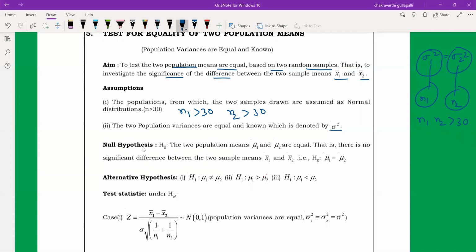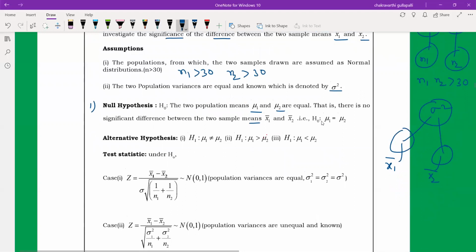Set up the null hypothesis, step 1. The two population means mu1 and mu2 are equal. There is no significant difference between the two sample means. The two samples are drawn from one population. We have to test here x1 bar and x2 bar: is there any significant difference between these two sample means? These two samples are drawn from one population, but the population variance, sigma square, is a known value.